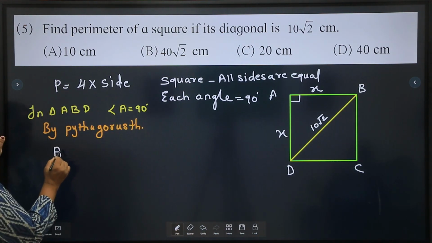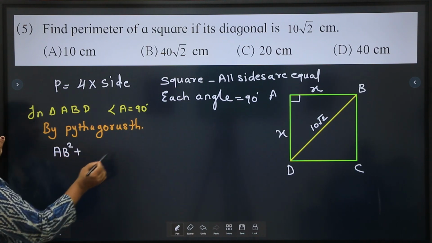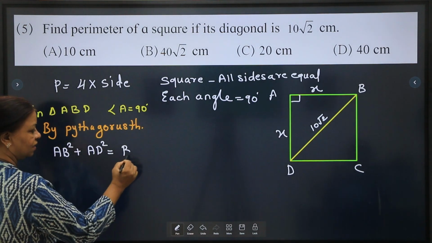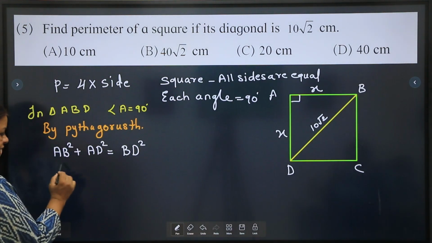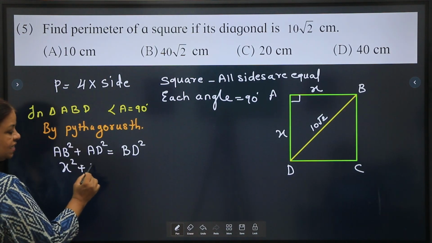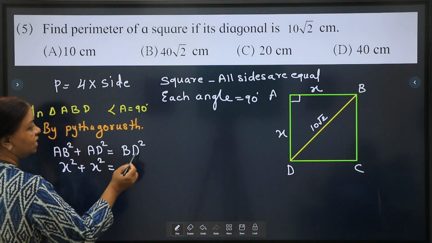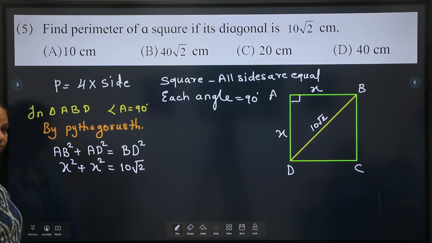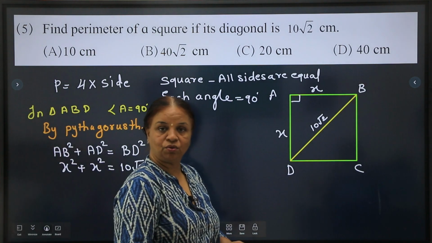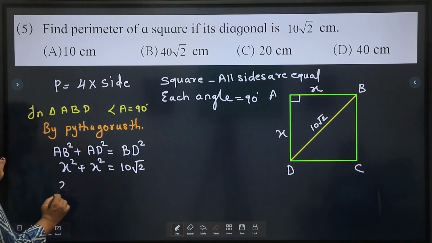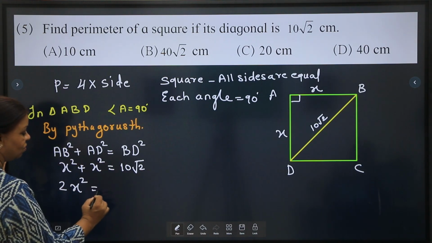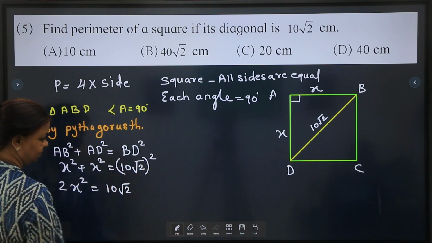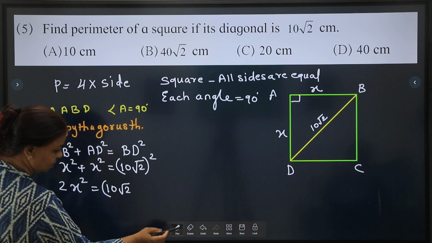AB square plus AD square is equal to BD square. AB is x plus AD is also x. Then BD is given 10 root 2. BD is given 10 root 2. So 2x square is equal to 10 root 2, square. This also will be squared.